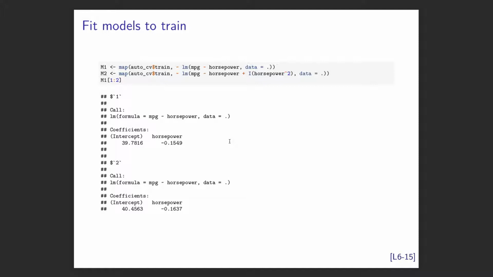The second model I'm going to do is exactly the same, but I'm going to have horsepower plus the quadratic. So now you have 2 lists, M1 and M2. And M1 will be a mixture altogether, 5 models, where I've taken the k minus 1 parts and I've fitted a linear regression.